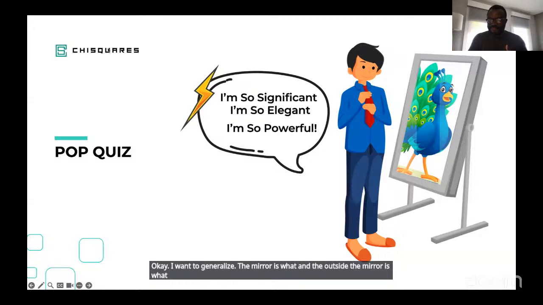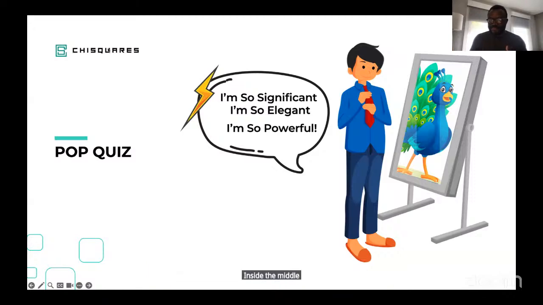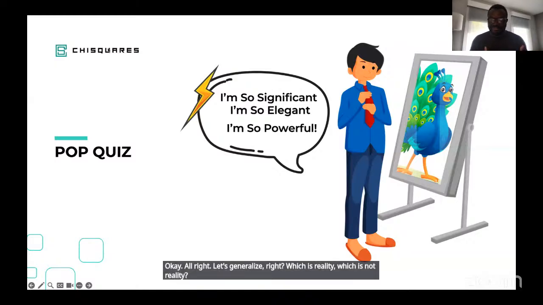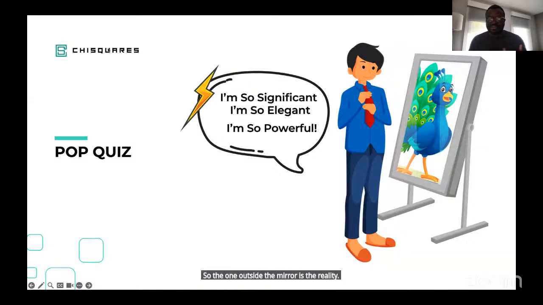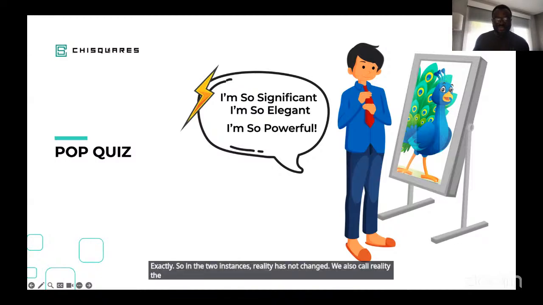Inside the mirror is an ostrich. Okay. All right. If we're to generalize, which is reality, which is not reality? So the one outside the mirror is the reality. Exactly. So in the two instances, reality has not changed. We also call reality the true state of nature, right?